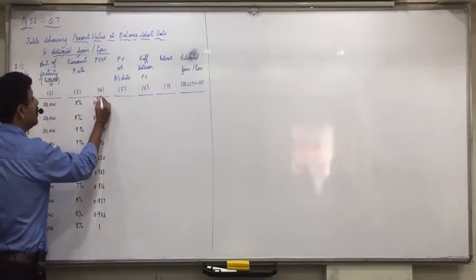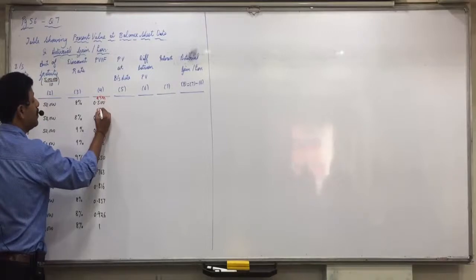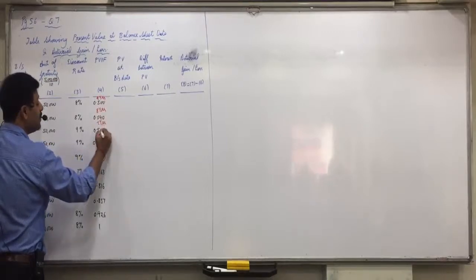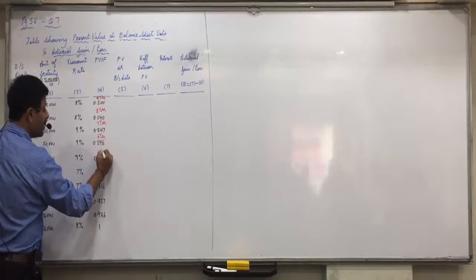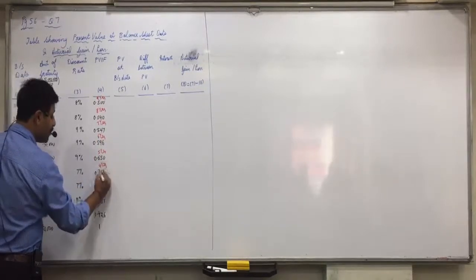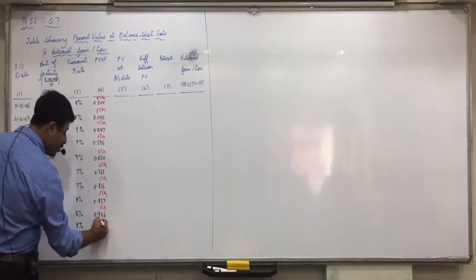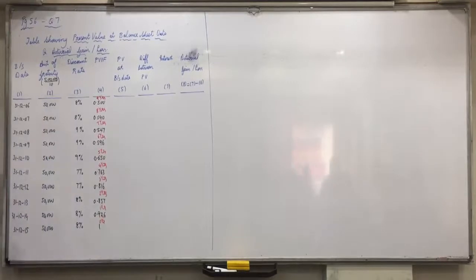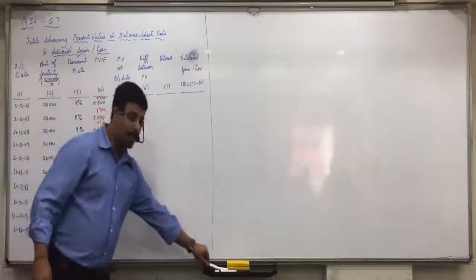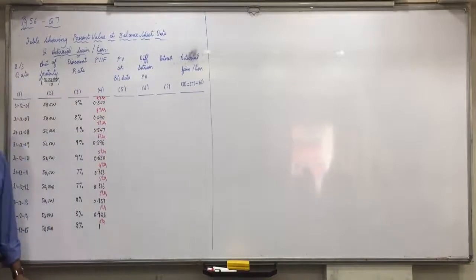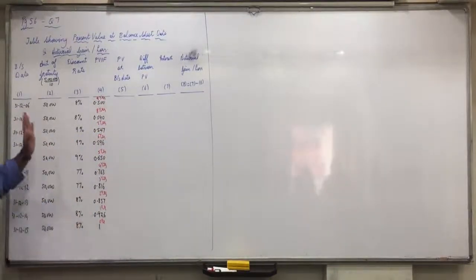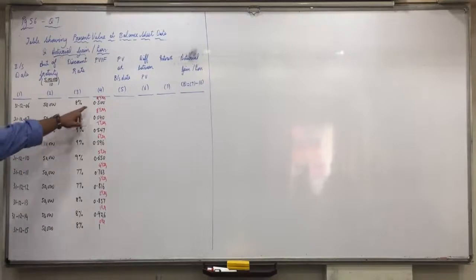This factor is for 9 years. This is for 8 years. This is for 7 years, 6 years, 5 years, 4 years, 3 years, 2 years, 1 year, and this amount will not get invested at all. Because when do you keep it aside? 31/12/15, and on the same day you give it to the employer. So this amount will not be invested practically. Did everyone understand this? So therefore it's 0 years.